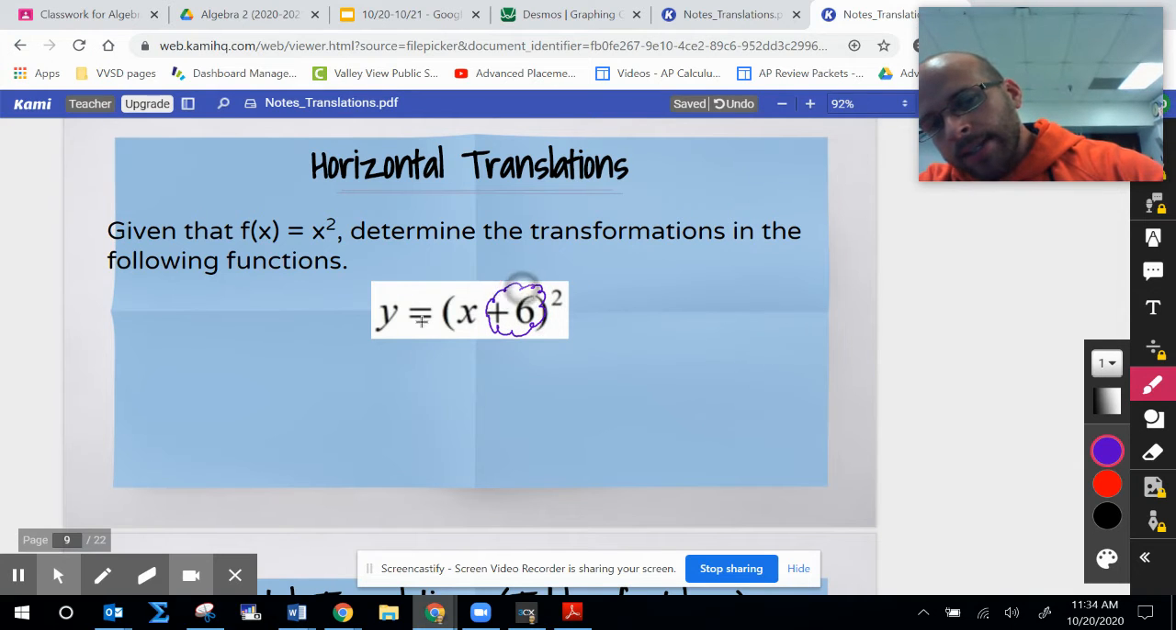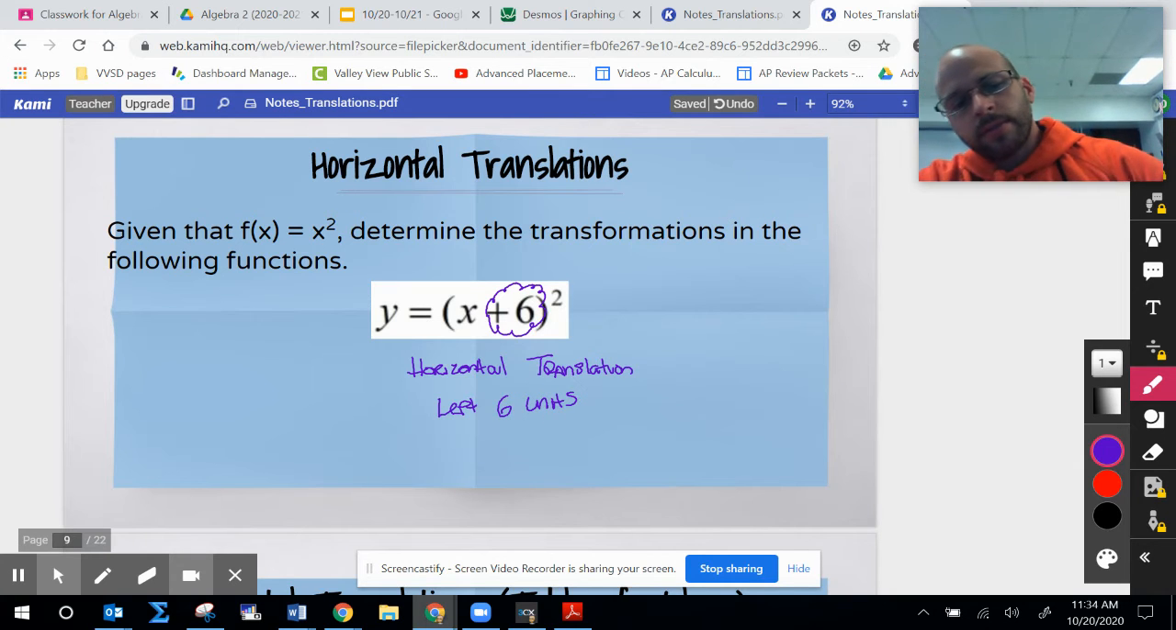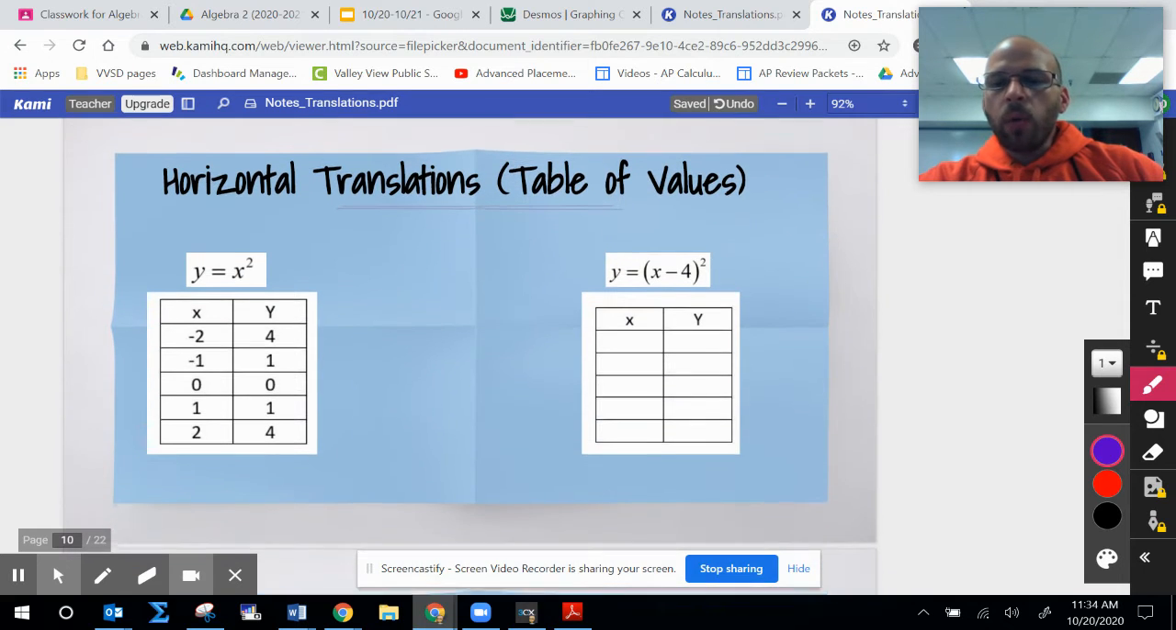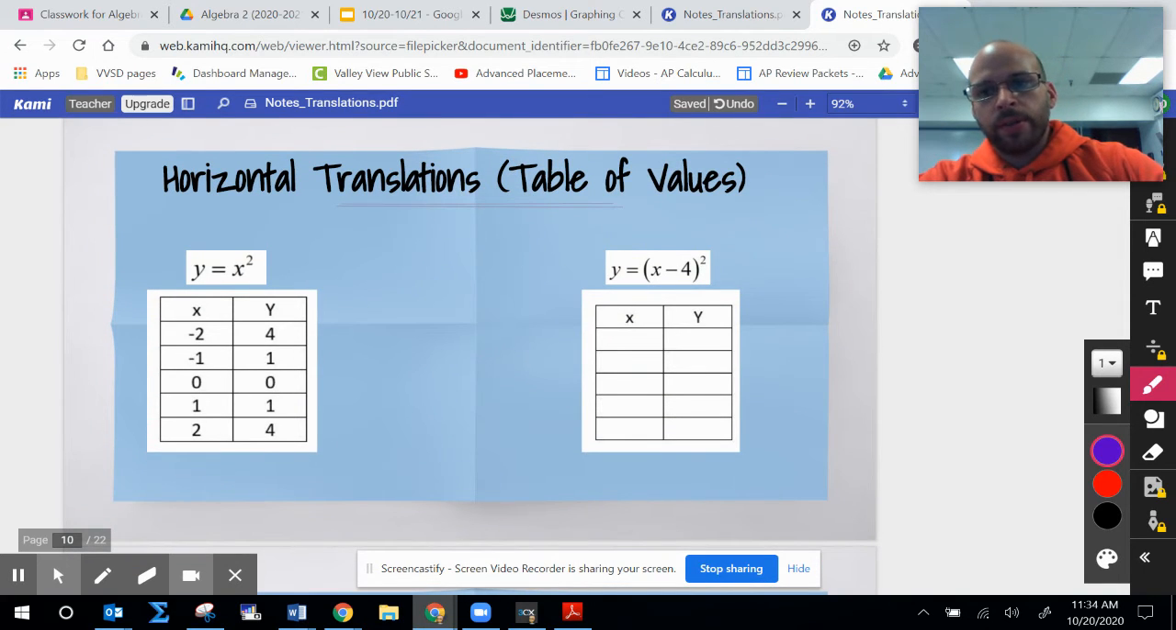If I add 6 to the inside, that means I'm going to have a horizontal translation left 6 units. Okay. All right. So now I want to apply this to a table of values.